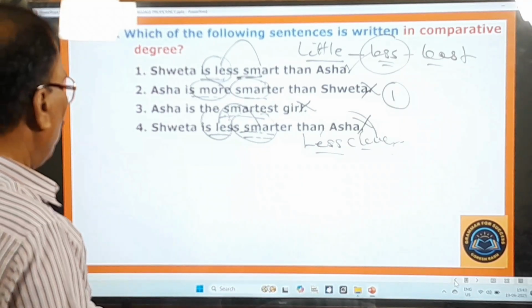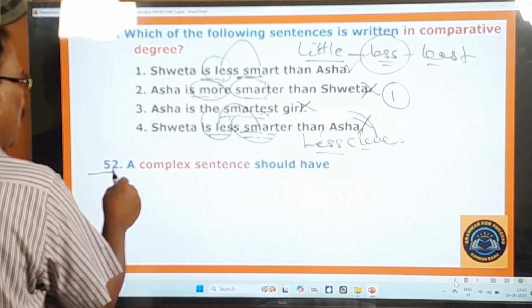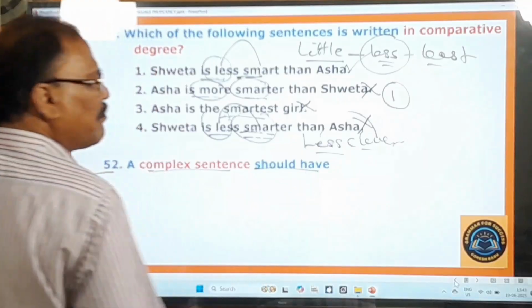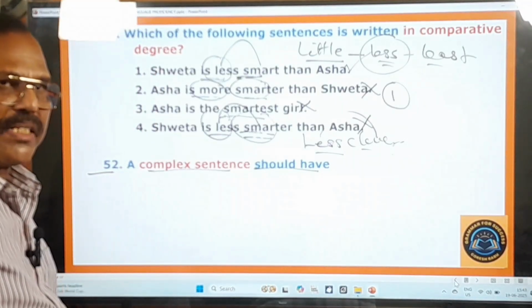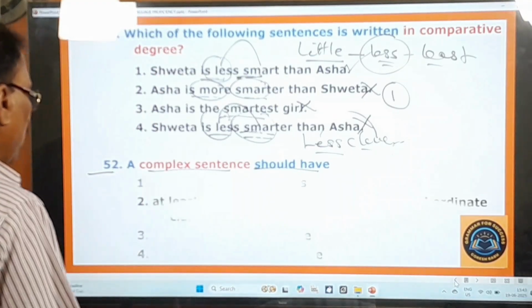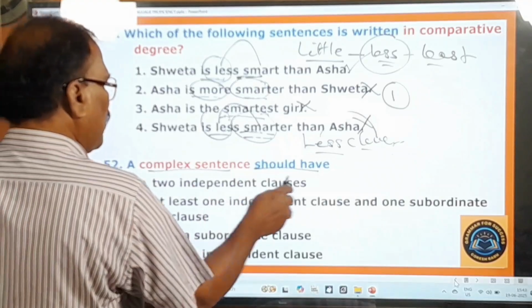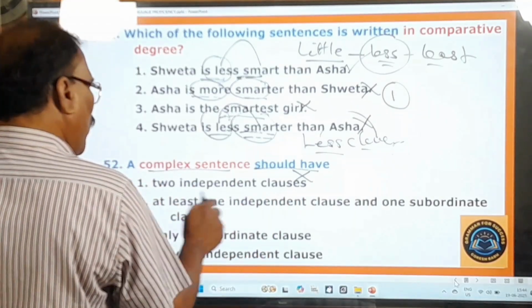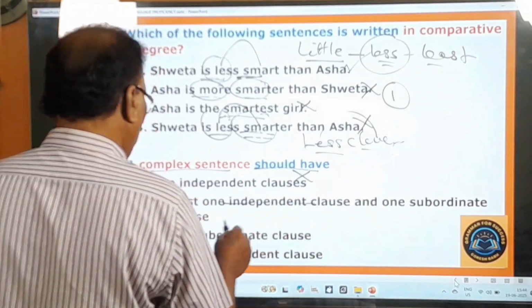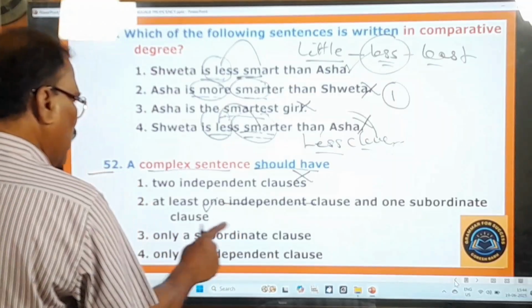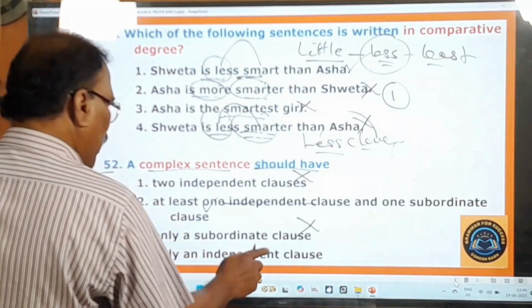So that is there. You go to the next question, 52nd question. A complex sentence should have... what should a complex sentence have? Here you pay attention. Two independent clauses? No. At least one independent clause and one subordinate clause. This is the right one. Only a subordinate clause? No. Only an independent clause? No.